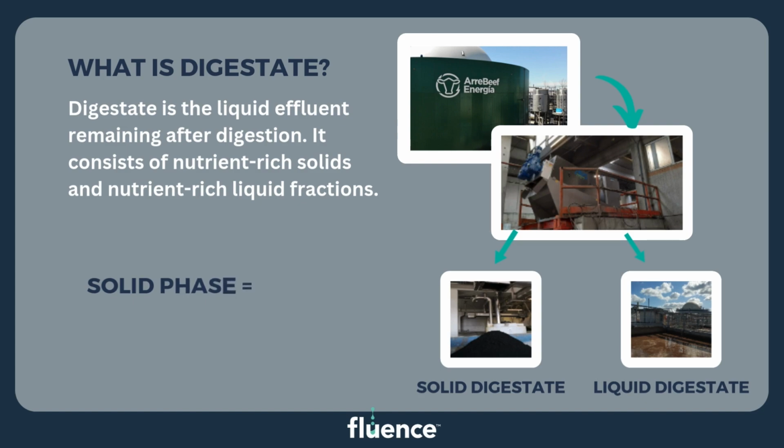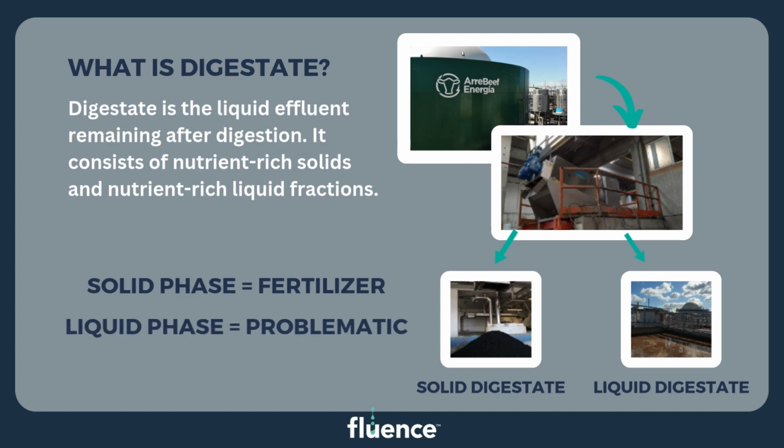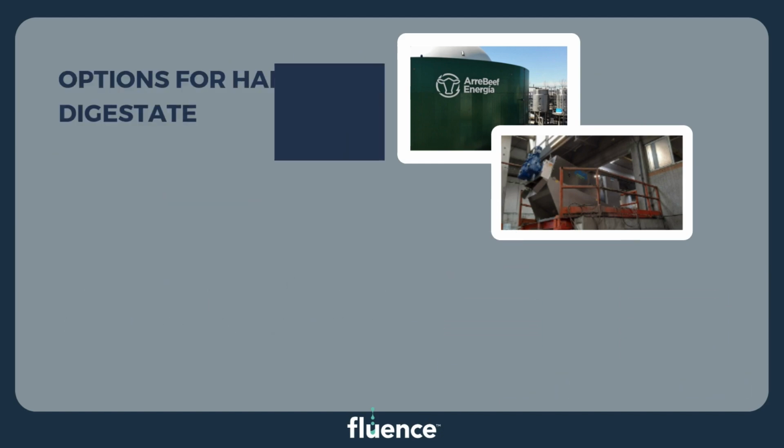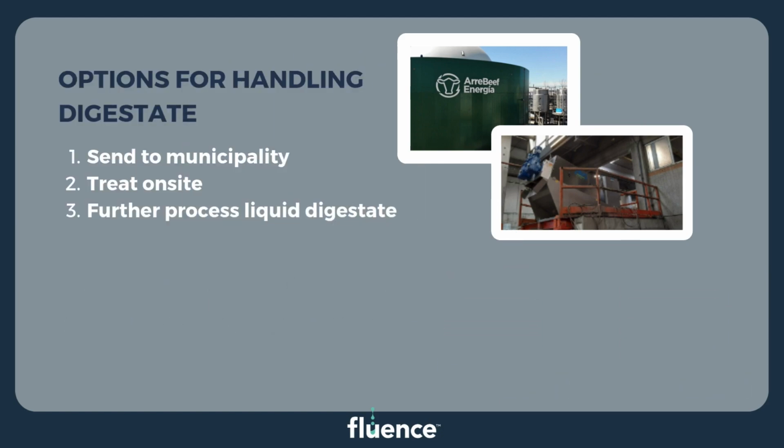The solid phase is normally used for agronomic value. That is, we make a biofertilizer. Most farms and crops can readily accept this type of biofertilizer. The liquid fraction, however, can create additional challenges. This is primarily due to the volume. It can become problematic or even expensive to dispose of the liquid portion, so we're left with one of three options. We either send it to a municipality, we treat it on site, or we further process the liquid fraction such that we're extracting every ounce of beneficial nutrient out of the system into a liquid biofertilizer.